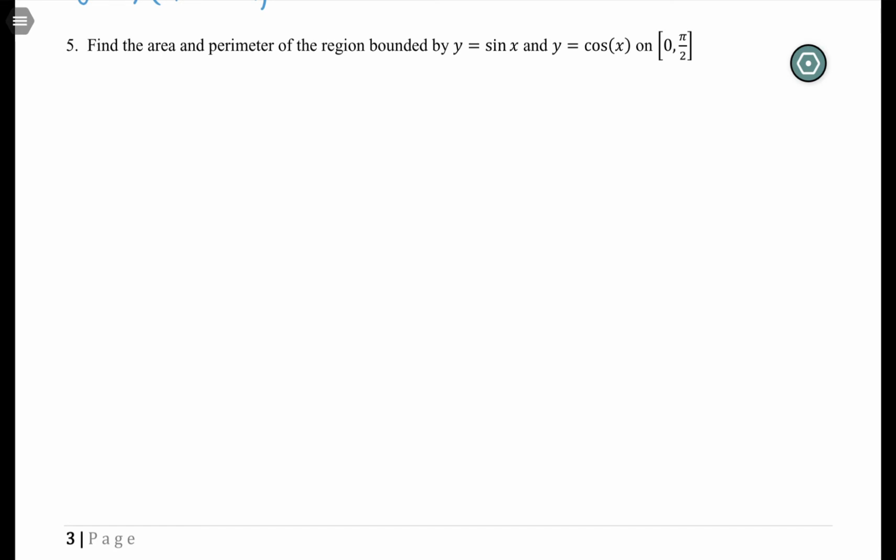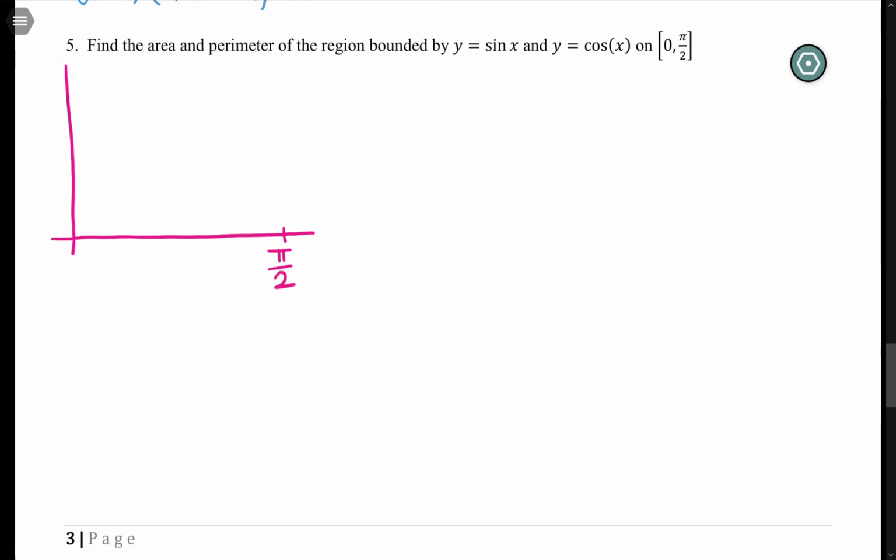Okay, so number 5, we're going to do another find the area and perimeter. I like to do area first because that generally doesn't require so much of the technology. So we want to find the area and perimeter of the region bounded by sine x and cosine x on the interval 0 to pi over 2.